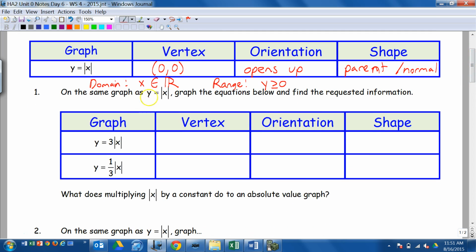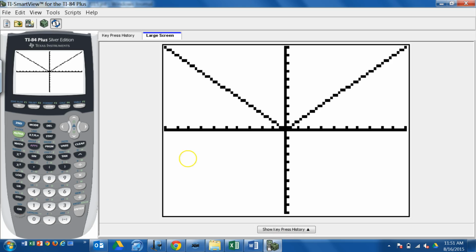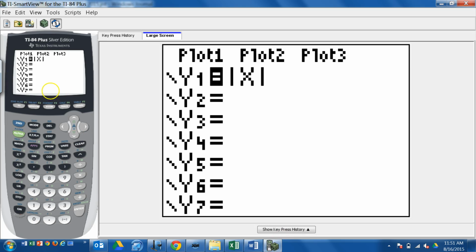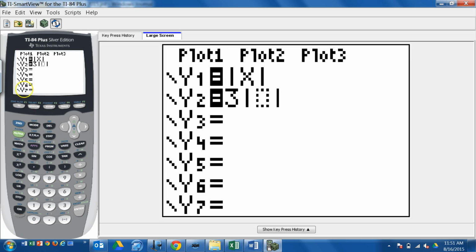Alright, now I'm going to keep this graph and I'm going to do these two. Let's do one at a time. So I'm going to do 3 times the absolute value of x. I'm going to go kind of quick now, so if you need to pause to see what buttons I'm hitting, just do that. But it's again the absolute value, and then I'm going to graph it.